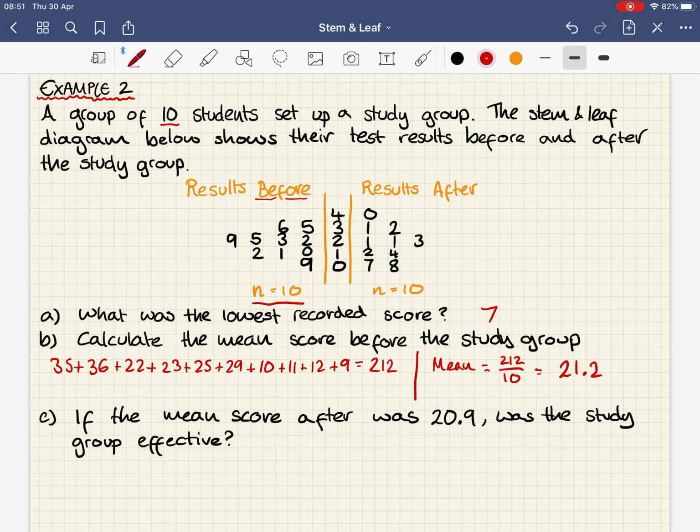So if the mean score after was 20.9, was the study group effective? So in the test after they set up the group, their mean has actually decreased. And in that sense, maybe they didn't study for the right things. They certainly weren't studying effectively if their mean score didn't at all improve. In fact, it actually got worse.